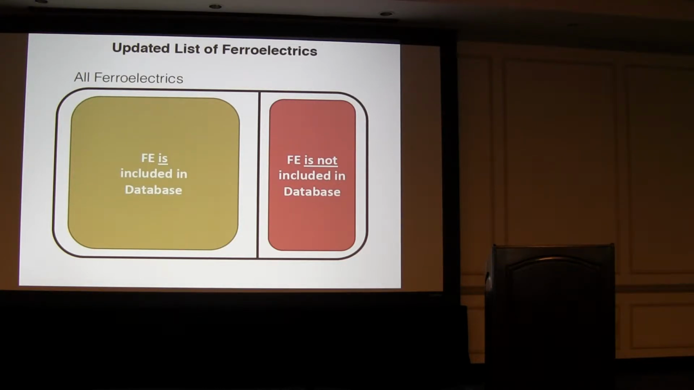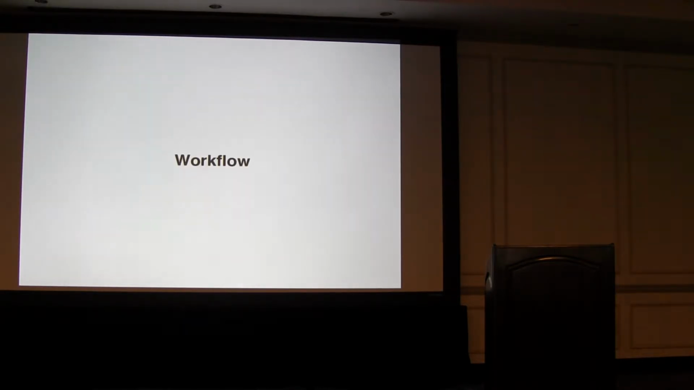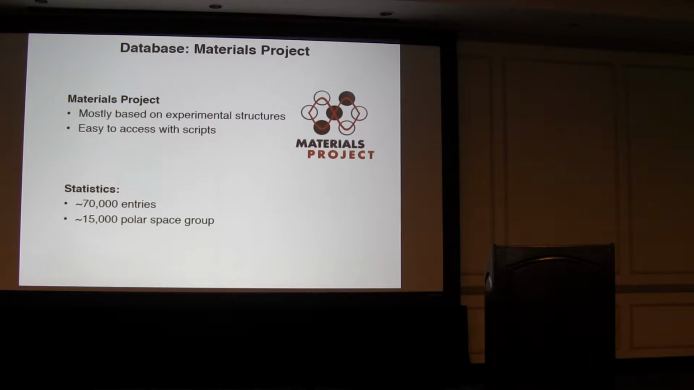I would also like to emphasize that among the ferroelectrics that are included in the database, we need to distinguish between those that have both non-polar and polar structures reported in the database, and those that have only one of them, either the non-polar or the polar structure available in the database. So in this work, we will focus on this portion of the diagram, and we hope that we can extend the workflow to this other portion of the diagram and to any database available.